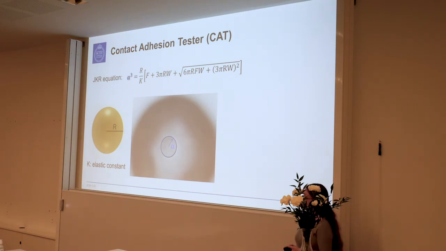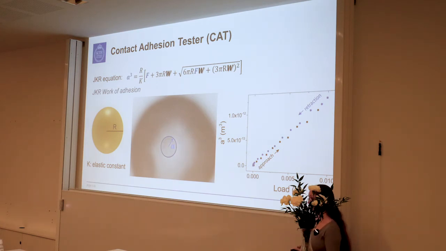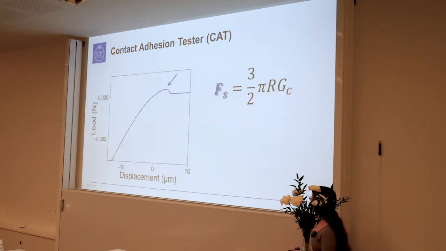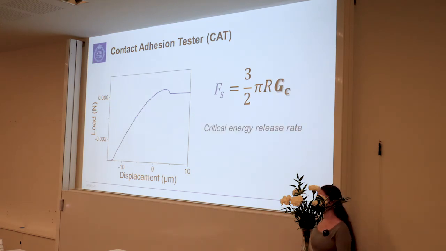A is the contact radius between the surfaces, and F is the load measured by the balance. And by fitting the JKR equation to this plot, we can obtain the JKR work of adhesion from the data. Another parameter we can look at is the critical energy release rate. We then take the force at the point where the two surfaces critically separate, again inserting the radius of the probe, and then we can calculate the critical energy release rate as well.